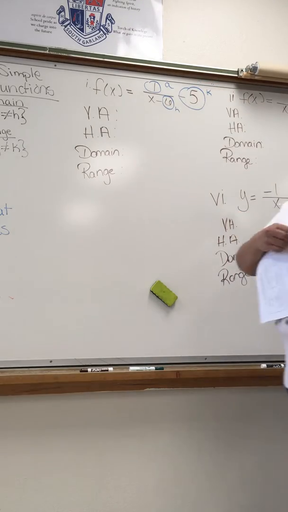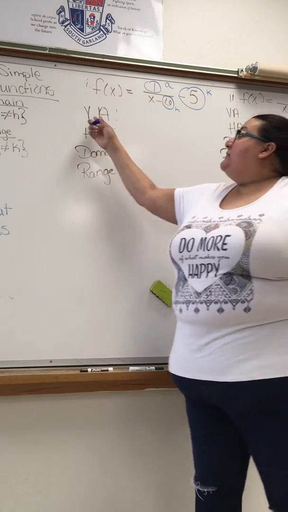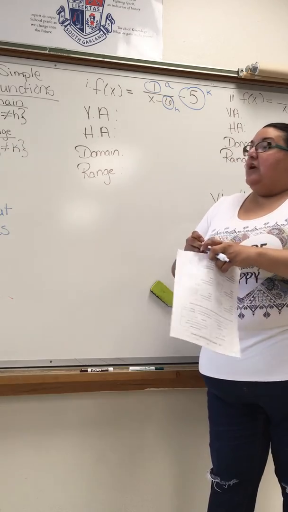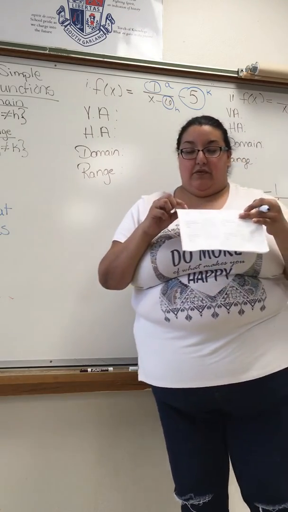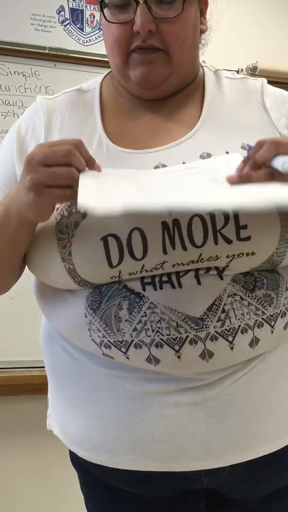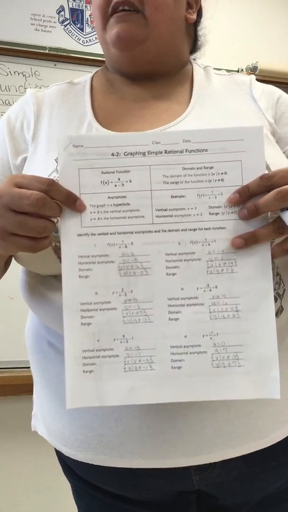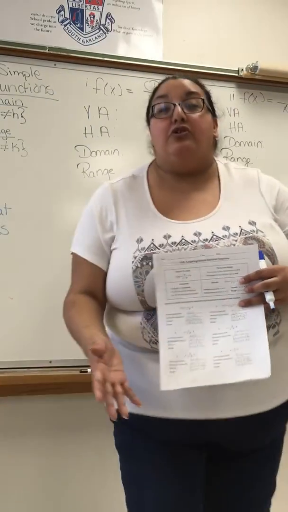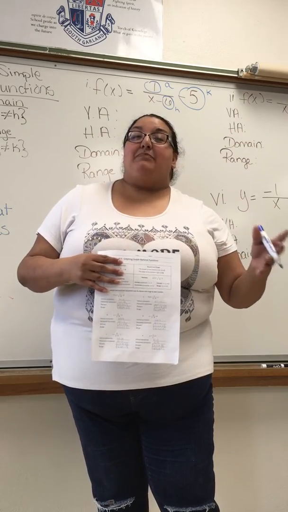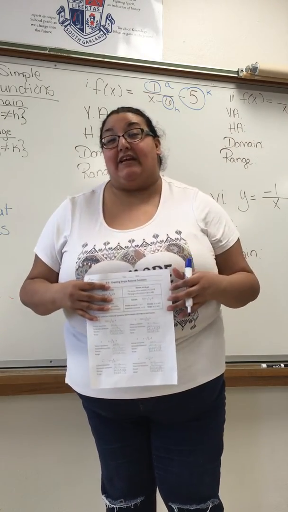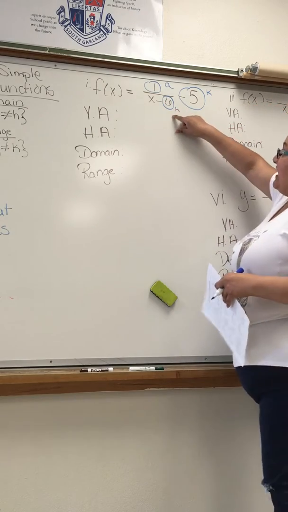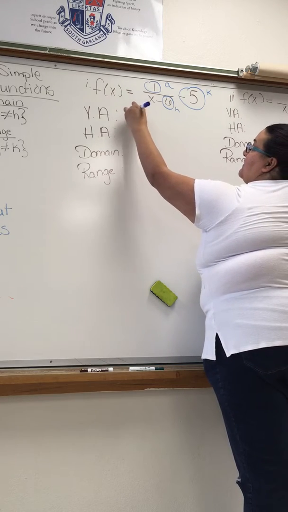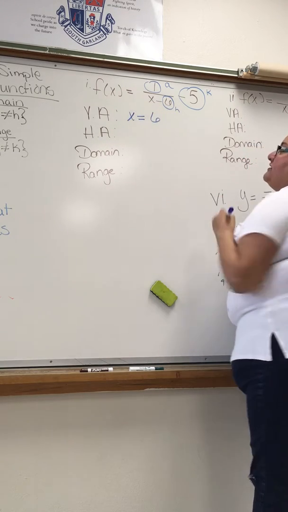All right, so when I talk about my vertical asymptote, and notice I just put v.a., that's just vertical asymptote, you go back to your notes and you go to the table and you look for the word vertical asymptote. As you can see, it says x equals h. Remember what I've told you before. If it says x minus, h is positive. If it says x plus, h is negative. So don't forget that. So in this case, this says x minus h, so h would equal positive 6. So x equals 6.